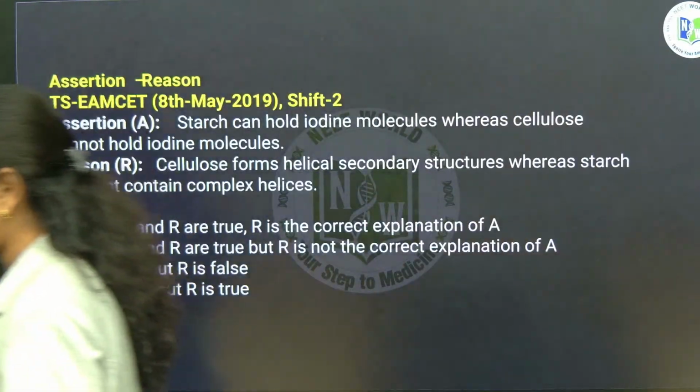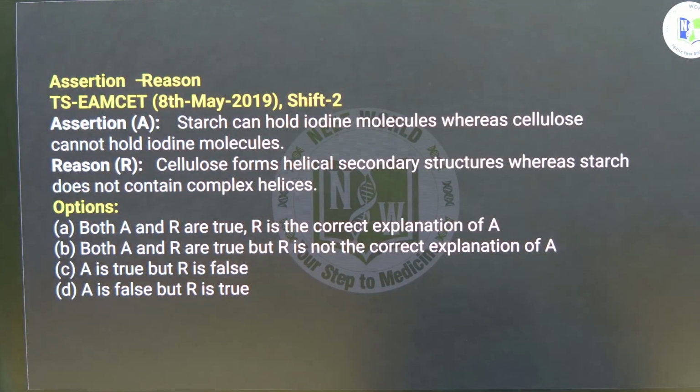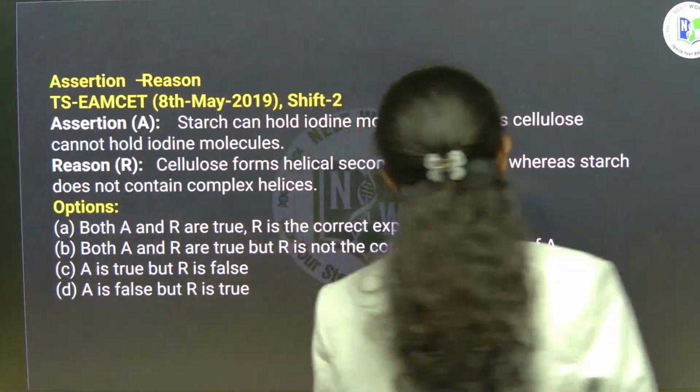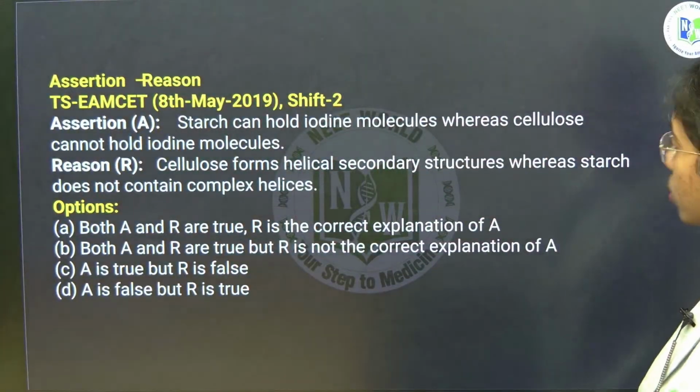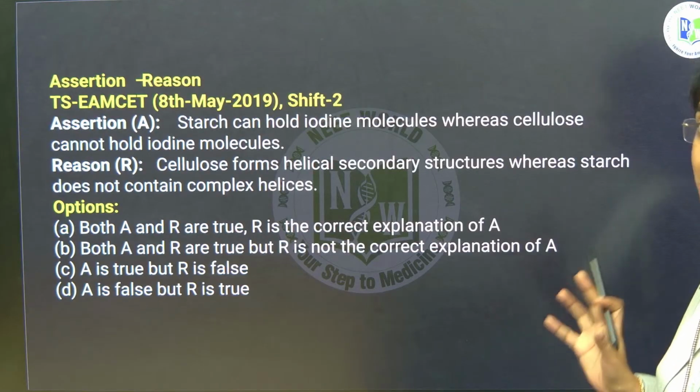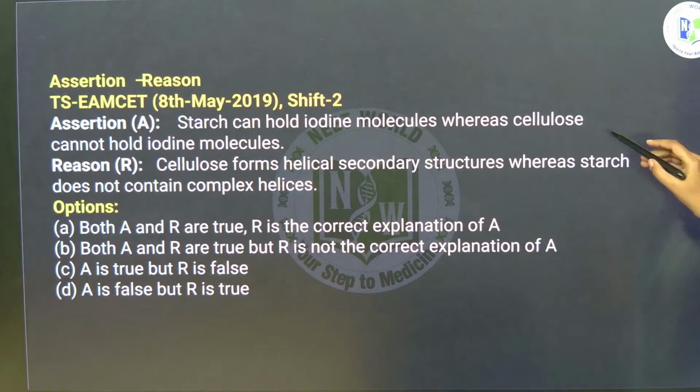Assertion, reason, type again. Starch can hold iodine molecules, whereas cellulose cannot hold iodine molecules. True, because starch has complex bonds in between them, branched linkages are present, whereas cellulose cannot hold iodine because it does not have strong bonds. So, assertion is true.